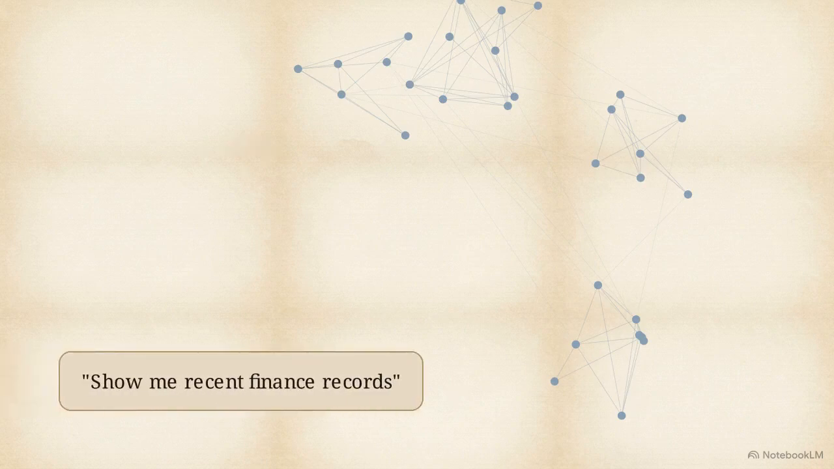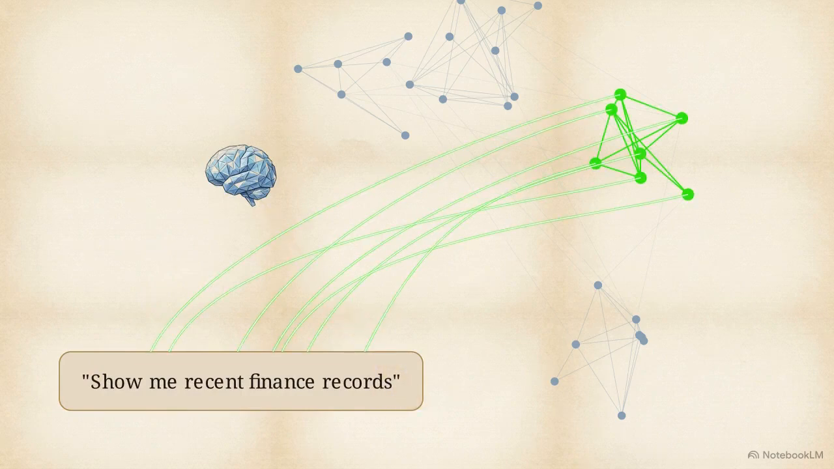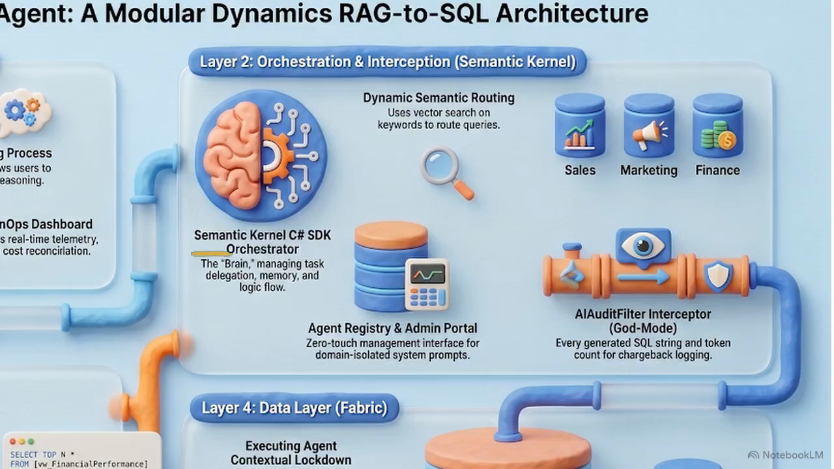The orchestrator compares the user's text against this in-memory vector database to identify the exact intent and the required data tables. Rather than generating an answer itself, the orchestrator assigns the task to a specific domain agent, routing the query precisely to sales, marketing, or finance.